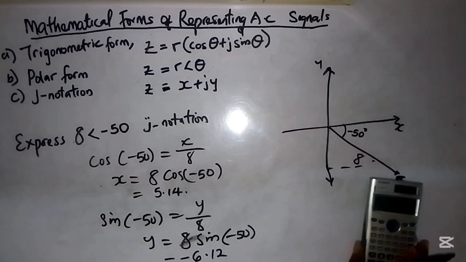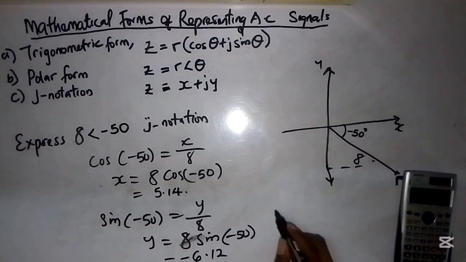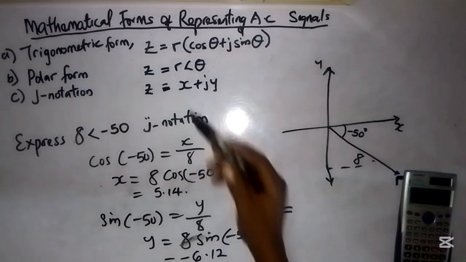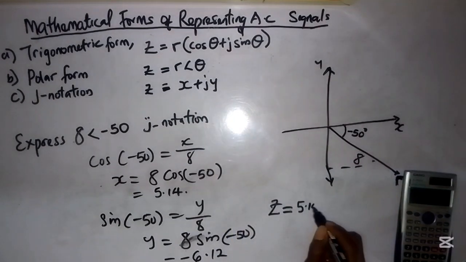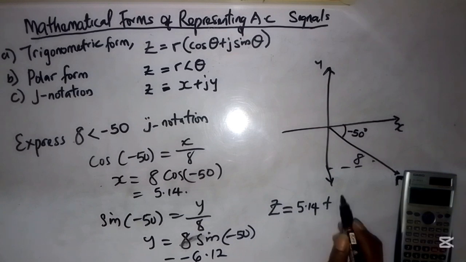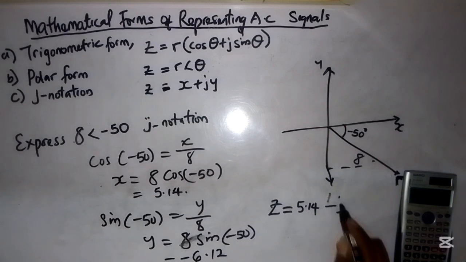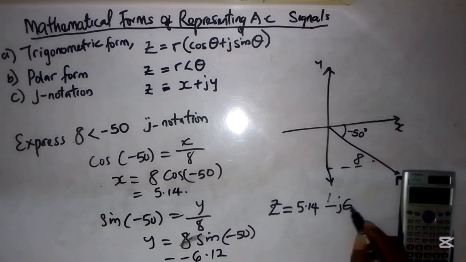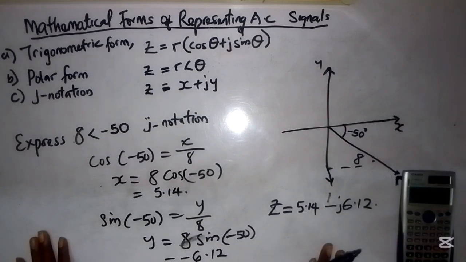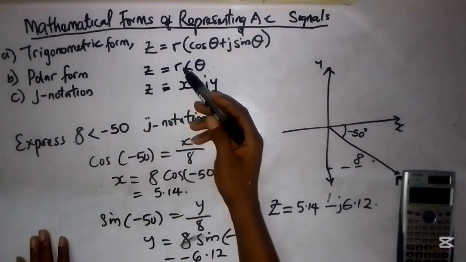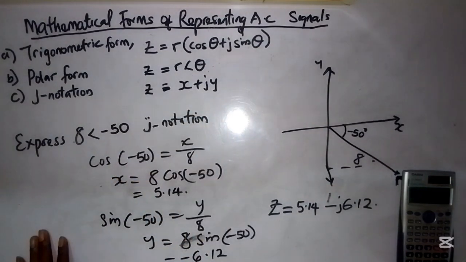minus 6.12. So our expression becomes, in J notation, Z equals the value of x, which is 5.14 plus. Now since we have minus here, this one becomes minus j6.12. Now you may be wondering, how then can we move from J notation to polar form? This I'll show you in the next video.